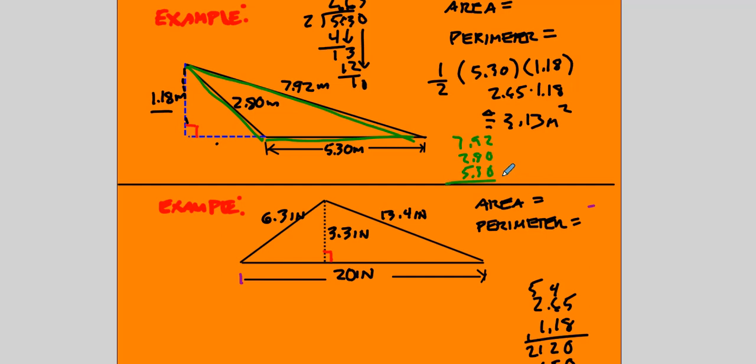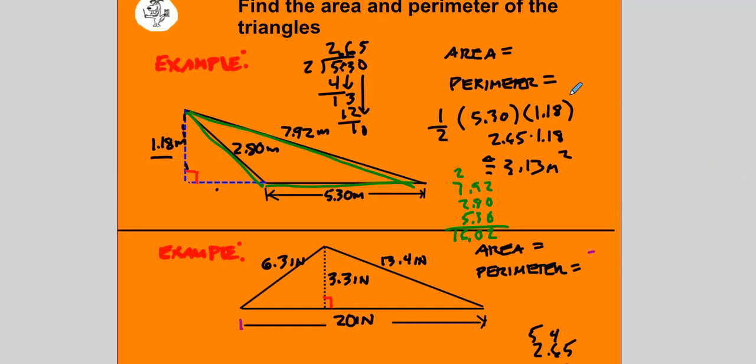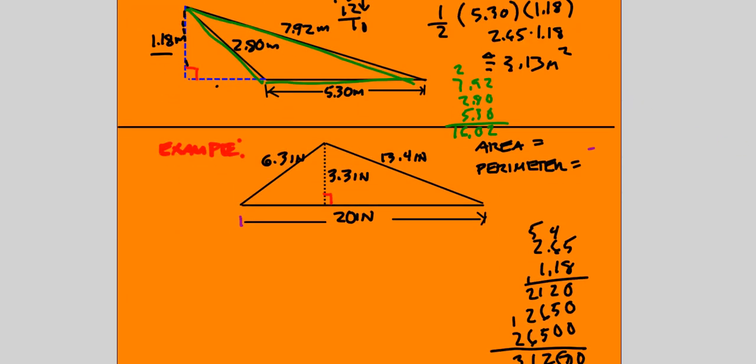5.30. So that's 2. 9 and 8 is 17 and 3 is 20. Carry the 2. 2 and 7 is 9. 2 and 5 is 7. 9 plus 7 is 16. Move the decimal point in, so that's 16.02 for the perimeter, and that's going to be meters. So 16.02 meters, and the area was 3.13 square meters. Okay, next example.